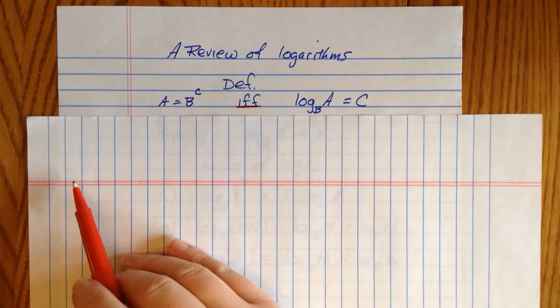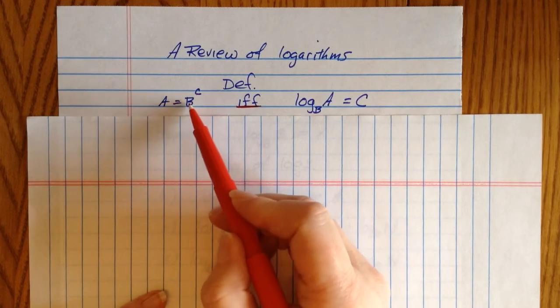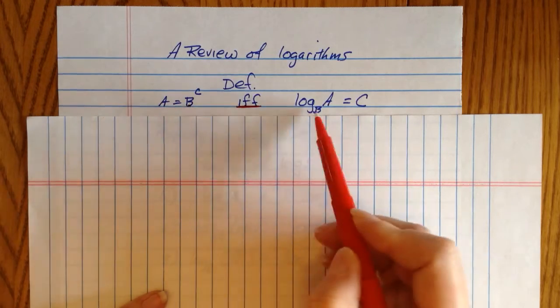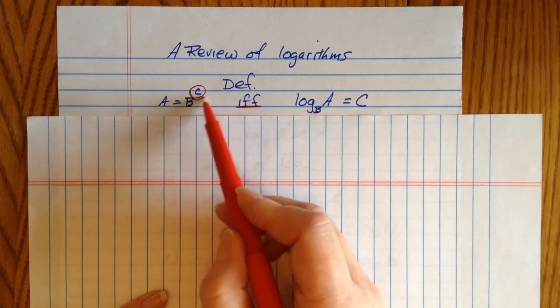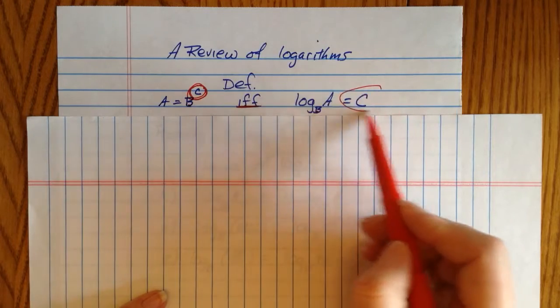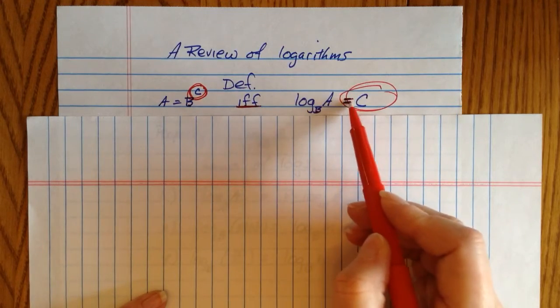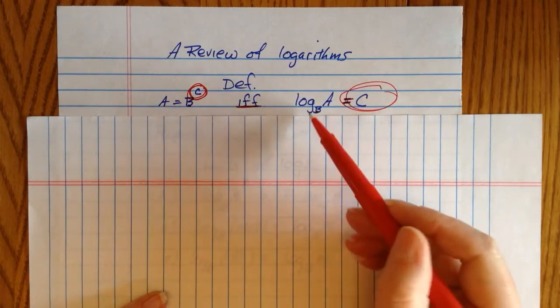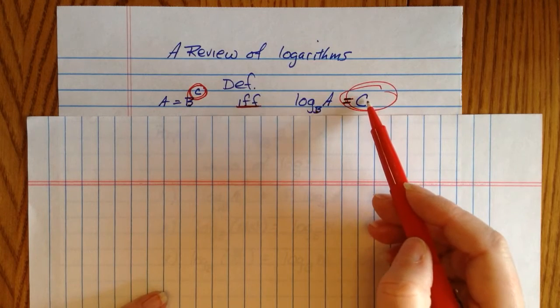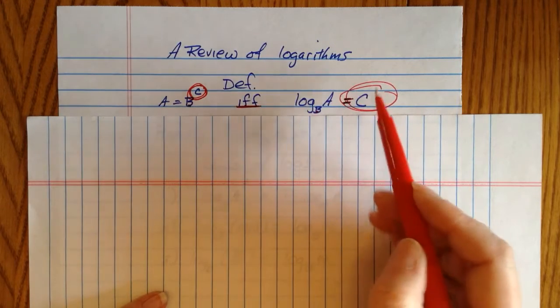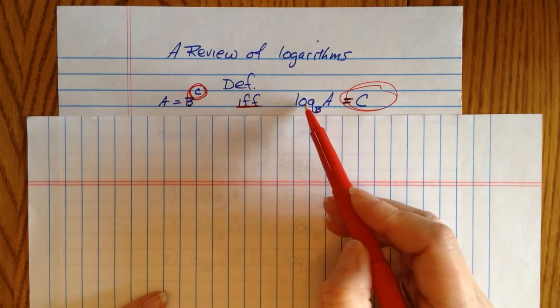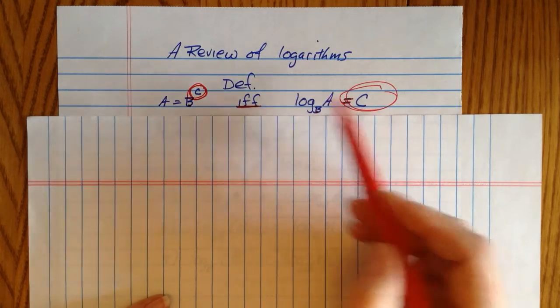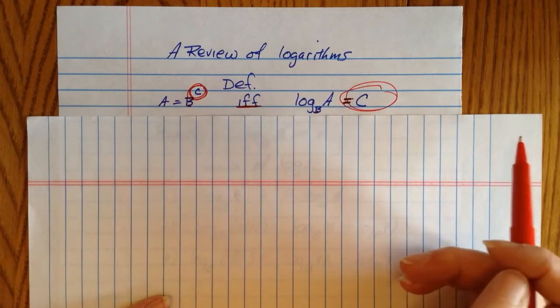They are tied together if and only if, two sides of the same coin. And here's your key thought. The base of the exponent becomes the base of the log. Notice that the exponent is now what the log is equal to. Logarithms are essentially a former exponent.